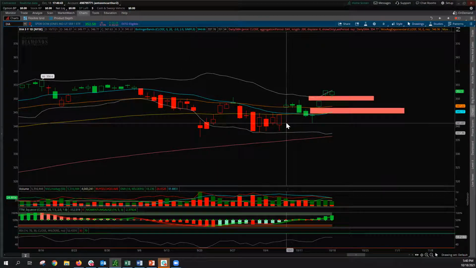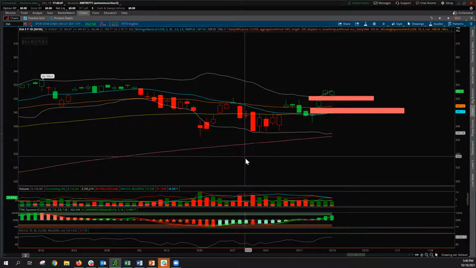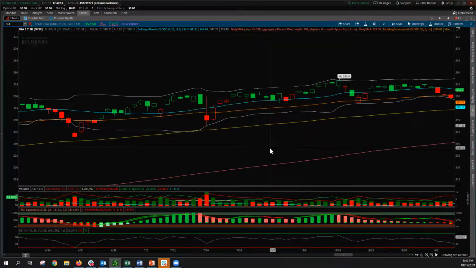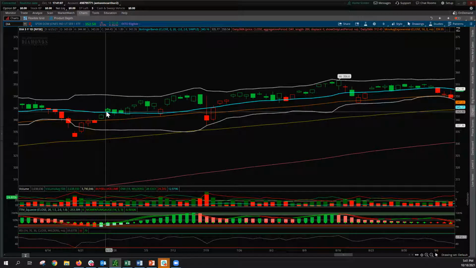But nonetheless, why are these two gaps significant? Because every time DIA gaps, it fills it in the next week or so. So I'm going to go back a little bit and show you what I mean. Let's go here. We gapped down here. This was on June 17th. We gapped down. We immediately filled within the next couple of days. Right here, we gapped up, immediately filled the next day.